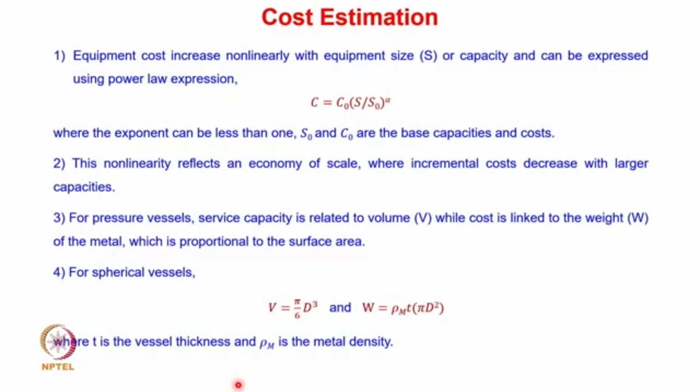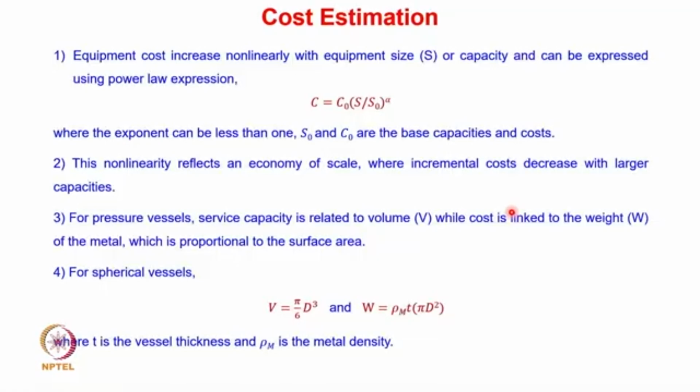Cost estimation. We have seen how we can calculate the size of different equipment so far. Now we will be looking at how we can calculate the cost for different equipment. So you can see that equipment cost increases non-linearly with equipment size or capacity and can be expressed using a power law expression. So we can calculate the actual cost. C is given as C naught into S divided by S naught raised to the power alpha. Here the exponent can be less than 1.